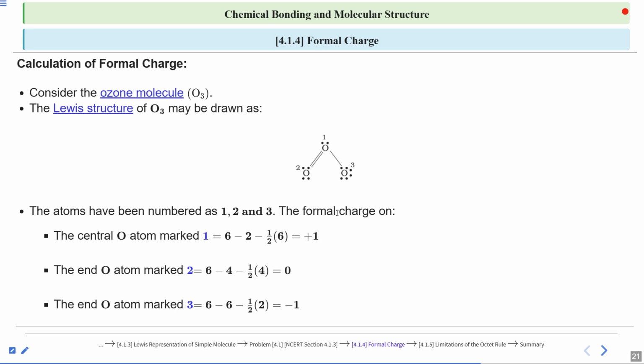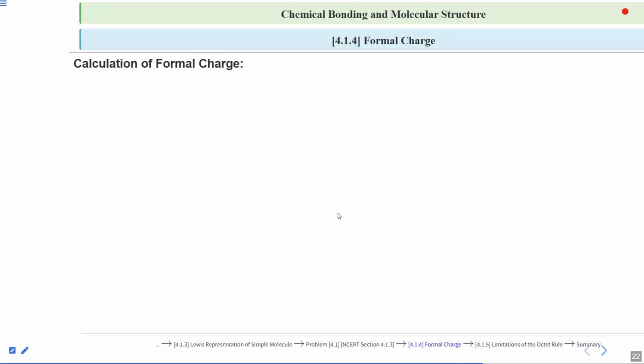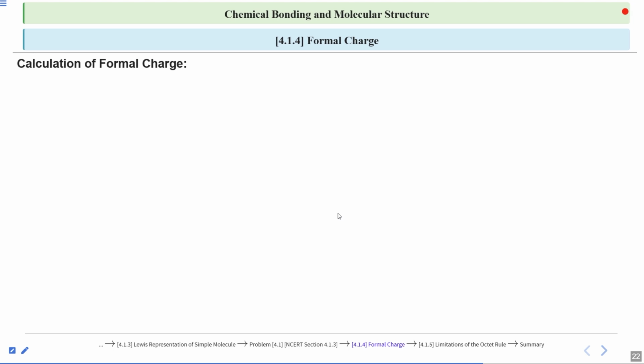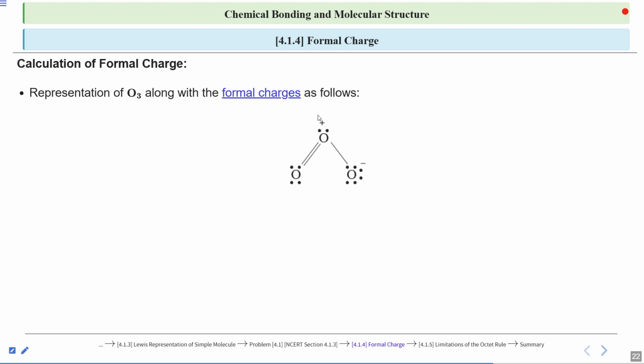Now what can you consider from here? That your overall O3 molecule can be represented along with the formal charge as follows. This one will have a +1 charge, this one will have a -1 charge, and this will be neutral.